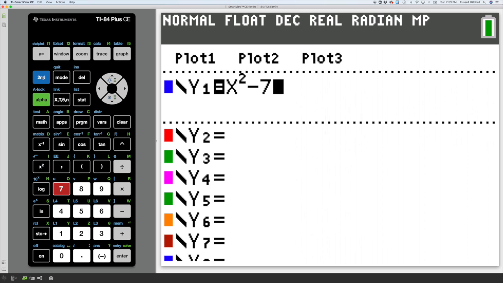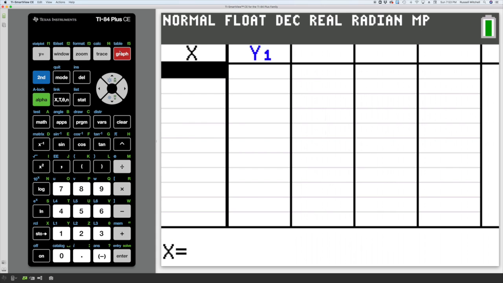And then go back, and we want to go to our table. So to get the table, it's in blue right here. We have to press second and then graph to access the table. And then we're going to type in our values, okay?